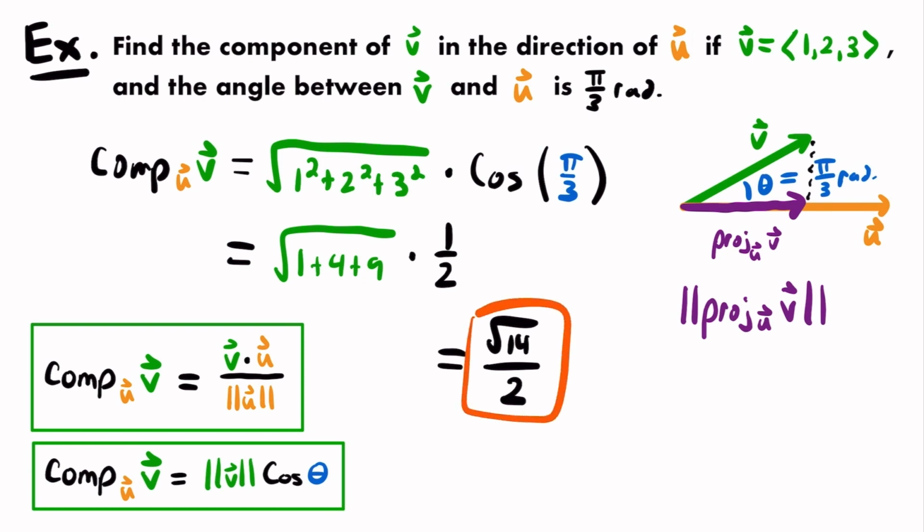And so that right there is the component of vector v in the direction of vector u. It is the magnitude of the vector that is the projection of vector v onto vector u. Okay, and if you want to know the approximate value of that magnitude, if you plug it into a calculator, it's approximately equal to 1.87 and some more decimals. So that's about the length of this projection vector. And so that's it for this example. Let's take a look at one more for this video.